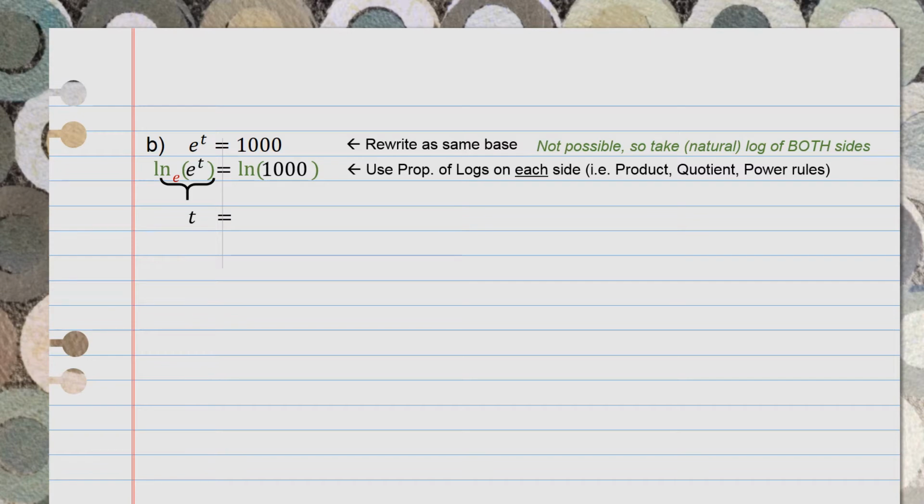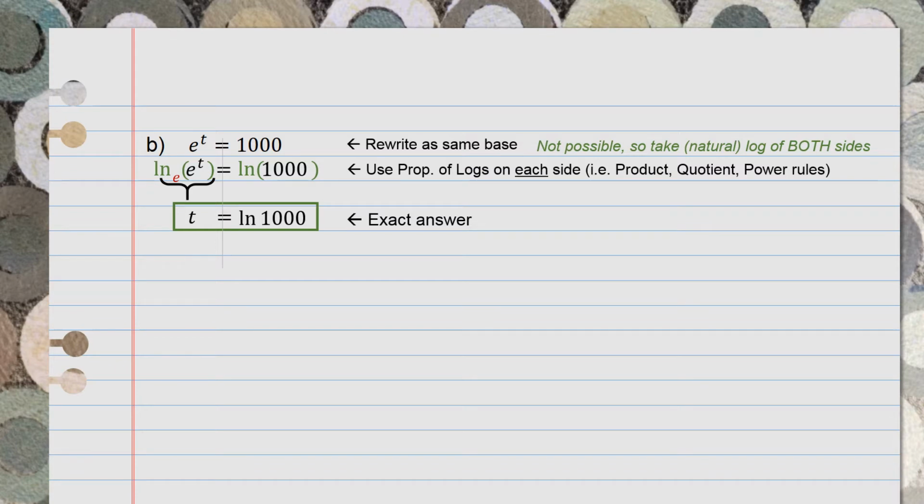On the right side, natural log of 1,000, we can't use any of the product, quotient, or power rules, so that will remain the natural log of 1,000. Now notice, t is already by itself. We have solved it. So this is known as your exact answer.